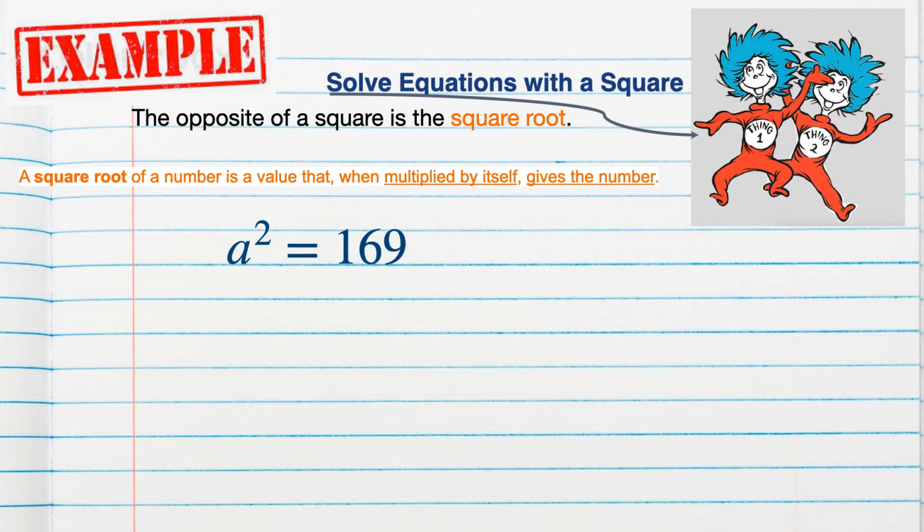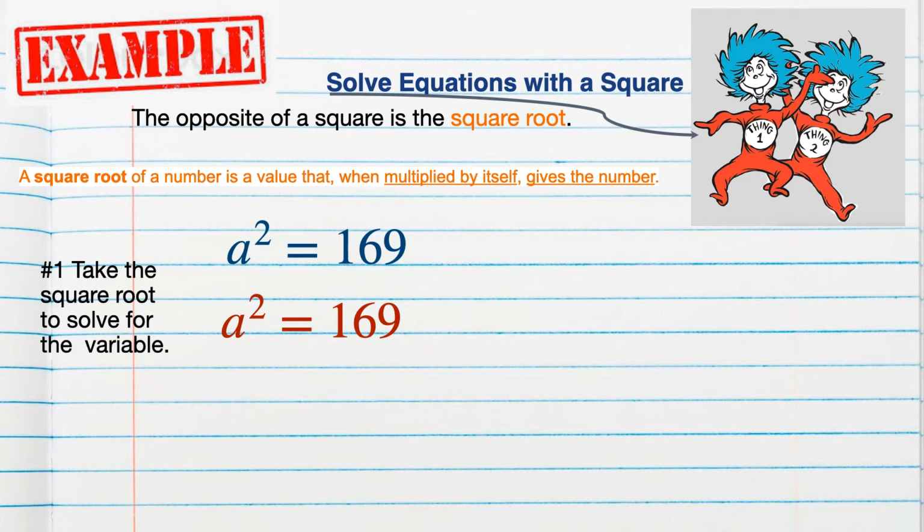So let's look at a squared equals 169. First, let's identify the variable. The variable in the equation is a, and it's being squared. We're identifying the exponent. Now, because we know that it's being squared, we're going to do the opposite, like thing 1 and thing 2 would do, which is take the square root to solve for the variable.